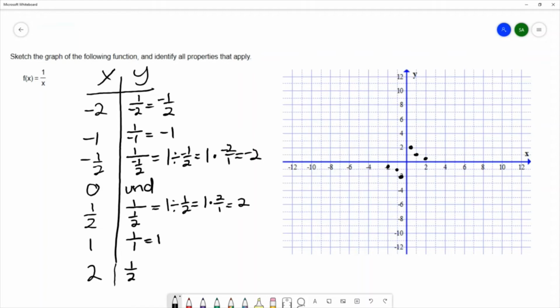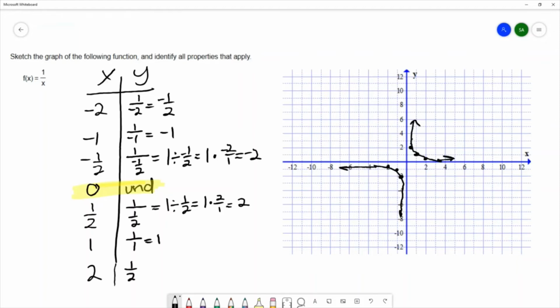I can connect these points. I'm going to connect this with keeping in mind that 0 is an undefined value, and that means I'm going to have a break in my line at that place. So I connect these 3 points together, connect these 3 points together, demonstrating a break at x equals 0.